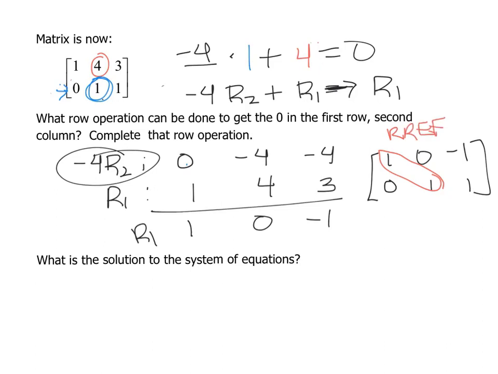Because I have 1s along the diagonal, I have 0s everywhere else, and I can write my solution. My row 1 in equation form would be x equals -1, and row 2 in equation form would be y equals 1. So my solution is -1, 1.